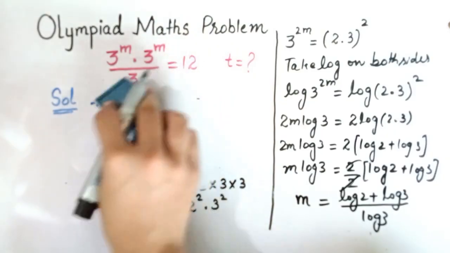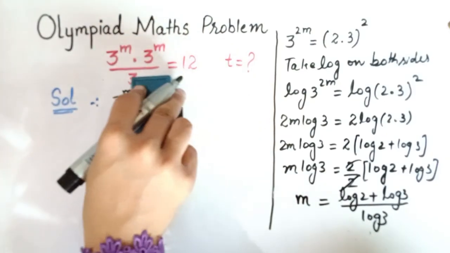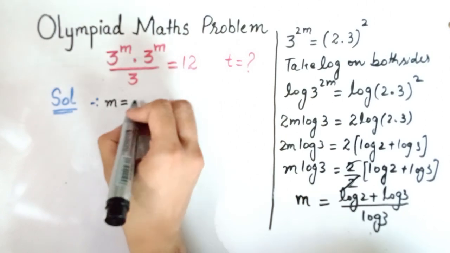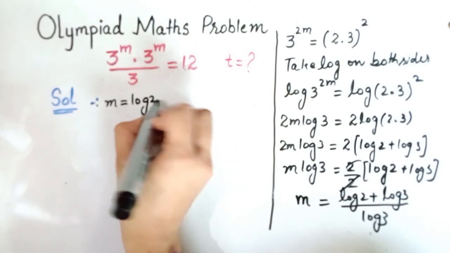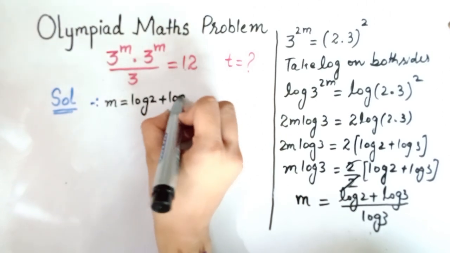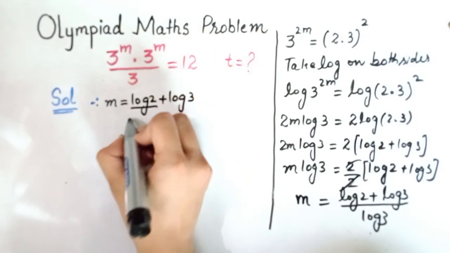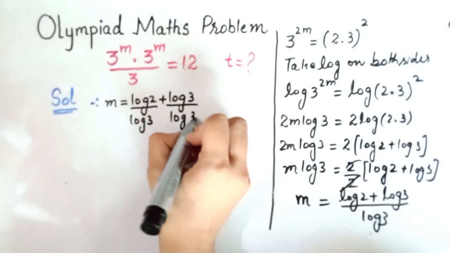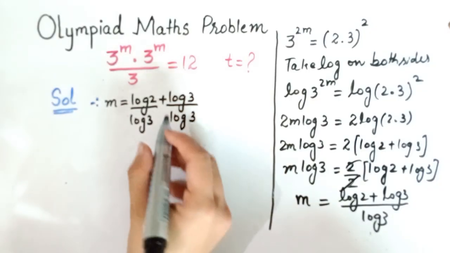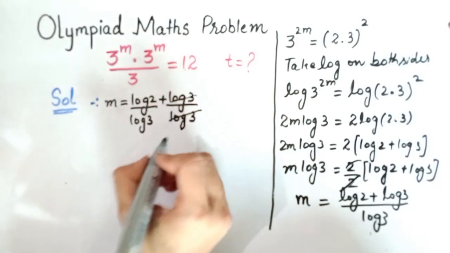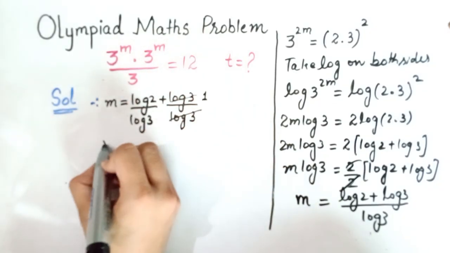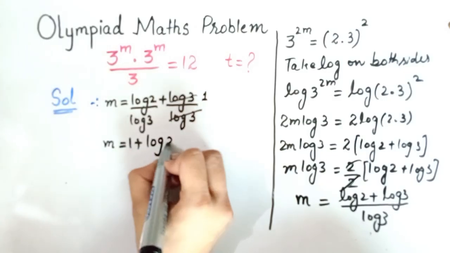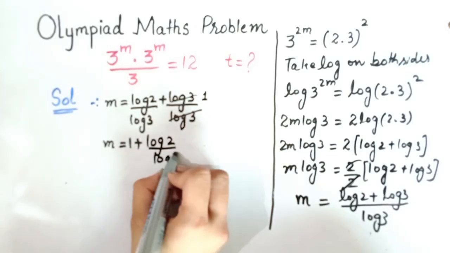Now we will split this fraction and get m equals log of 2 plus log of 3 divided by log of 3, and this is also divided by log of 3. So log 3 and log 3 both are cancelled out, we get 1. So m equals 1 plus log 2 by log of 3.